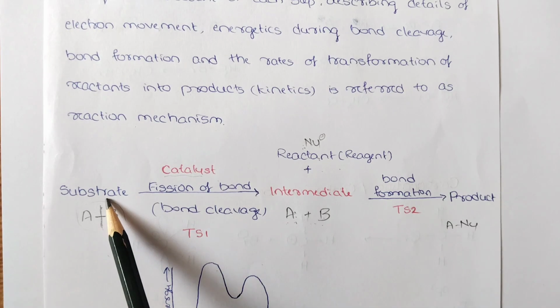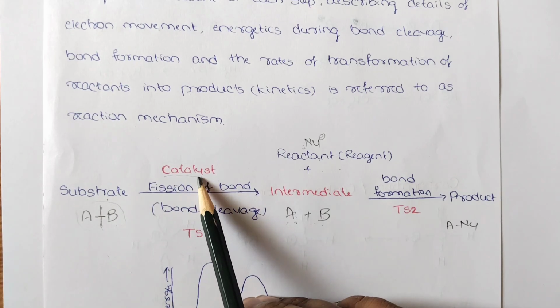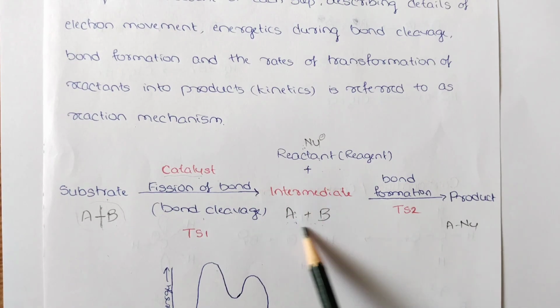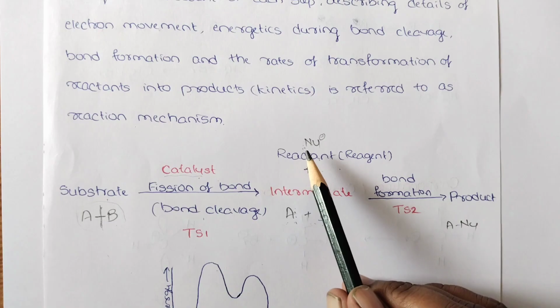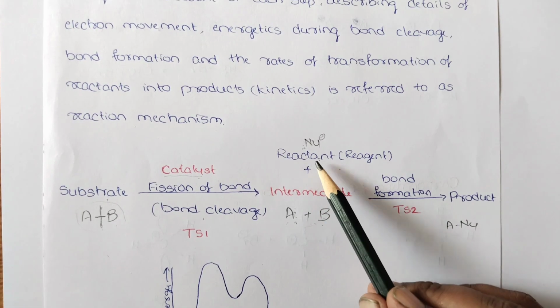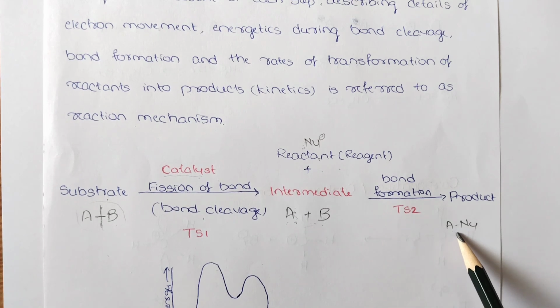There are two steps. Substrate first undergoes the bond cleavage in the presence of catalyst. You are going to get the unstable species, highly reactive unstable species. This will react with another reactant. Here the bond formation takes place between this reactant and this intermediate, and you are going to get this product.